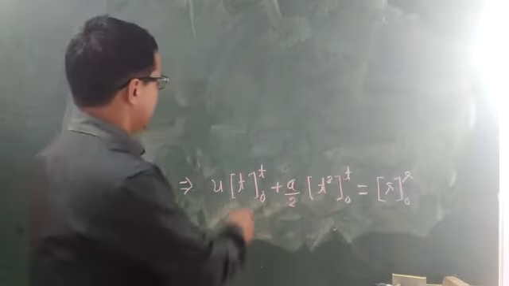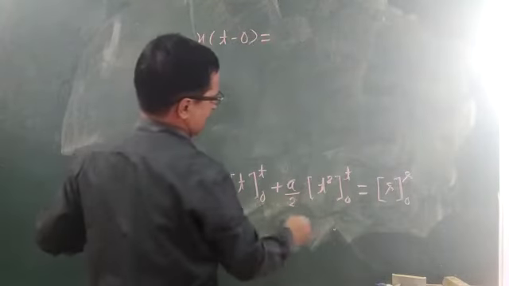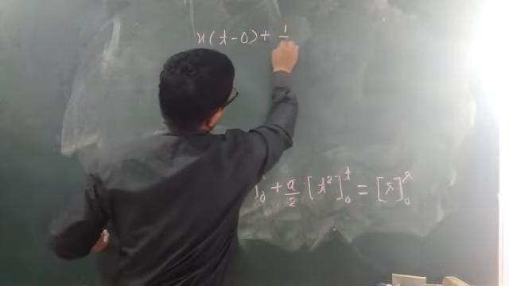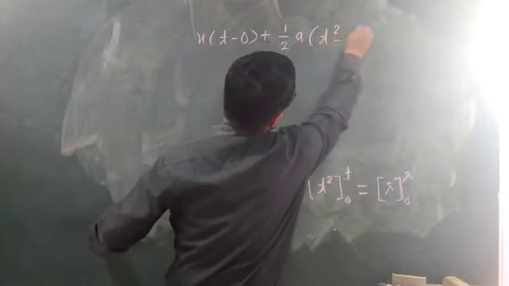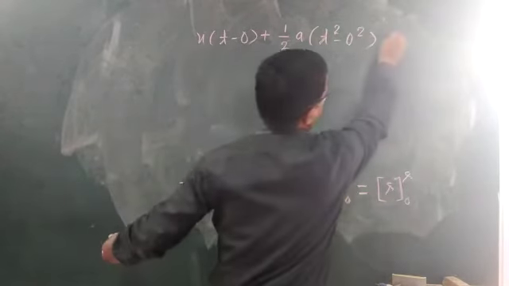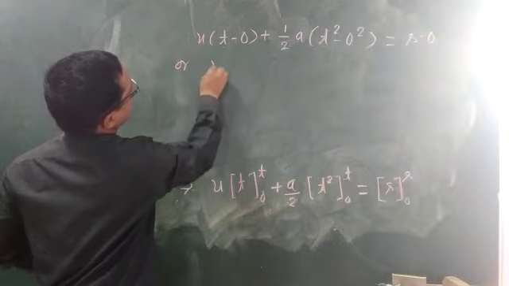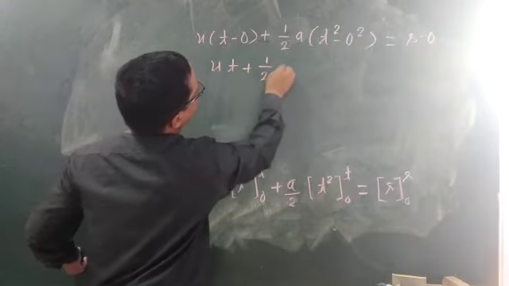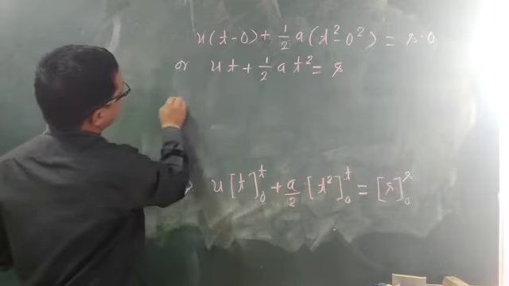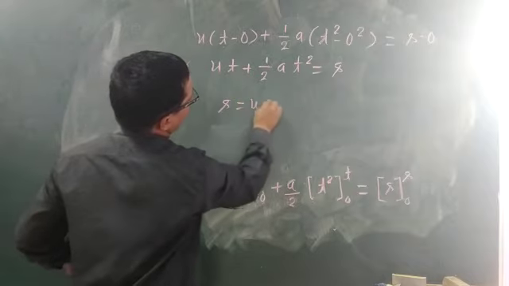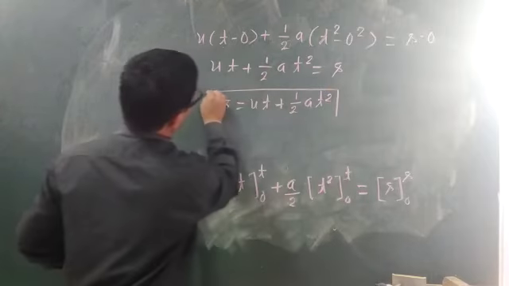Simplifying this equation, we get u into t minus 0 plus half a into t square minus 0 square is equal to s minus 0, or u into t plus half a into t square is equal to s, that is s equal to ut plus half a t square. This is the second equation of motion.